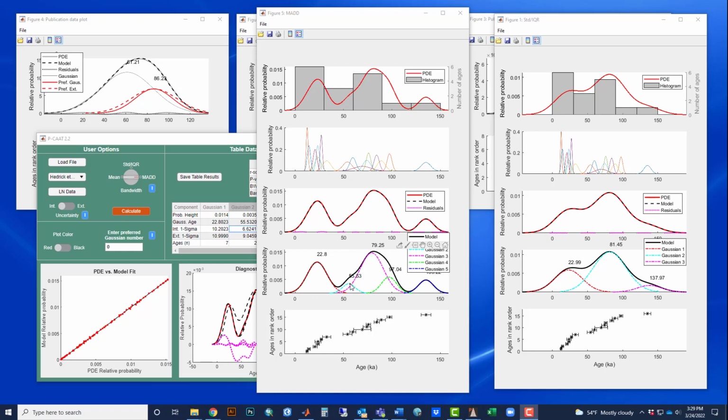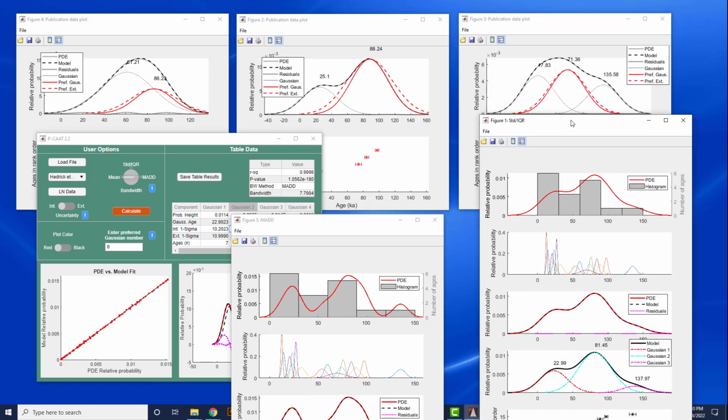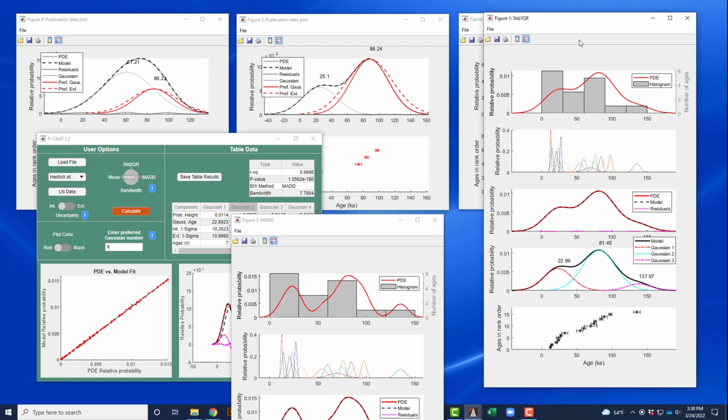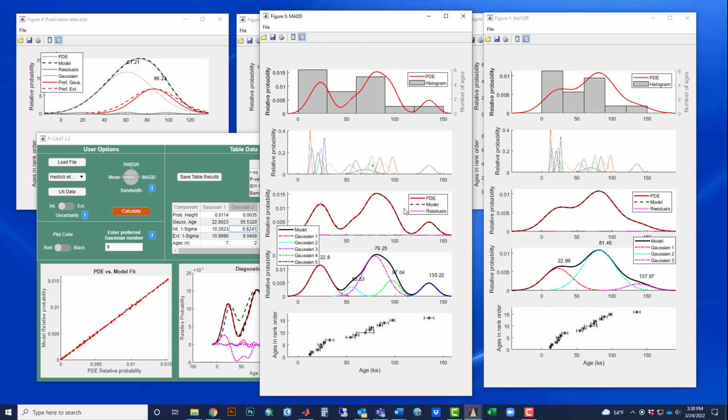is divided up into component Gaussians, we have 5, so quite a few more for the MAD bandwidth estimator and only 3 for the standard deviation interquartile range estimator. If I was using this one, I would use Gaussian 2, which is 81,000 years. It's effectively the same as the other 3 that we were looking at, 71, 88, and 86. Especially when you take uncertainties into consideration, which were quite large, 20 to 30,000 years.